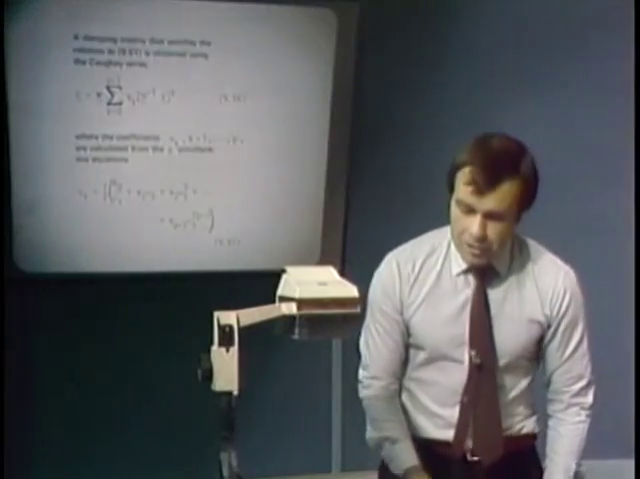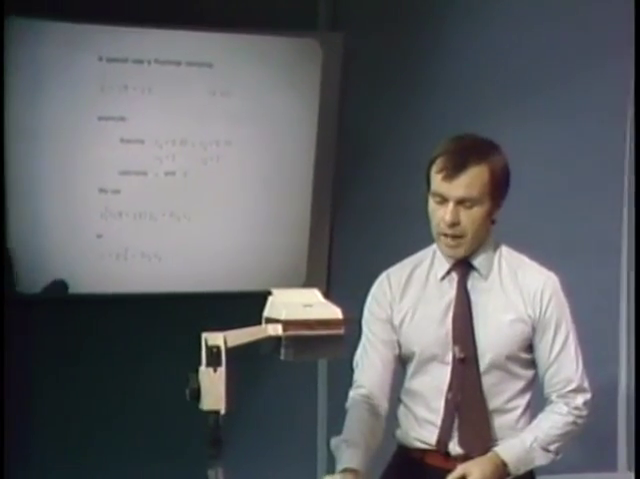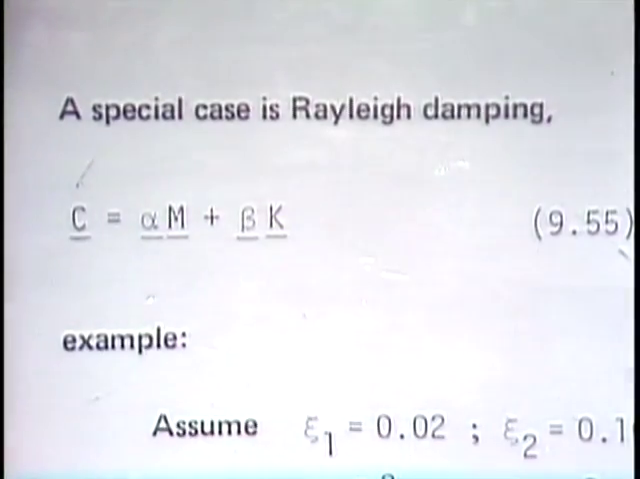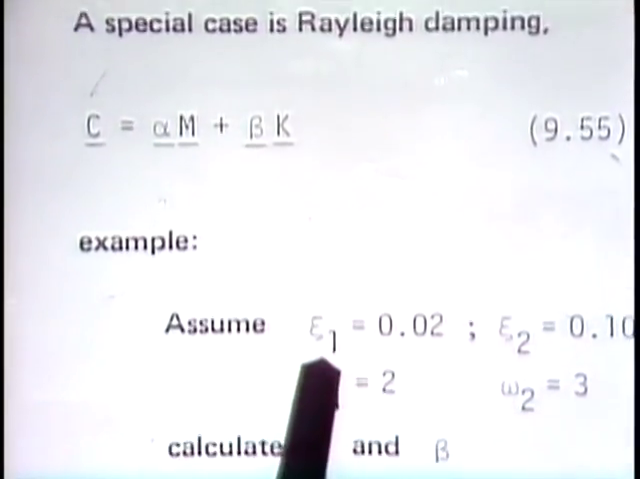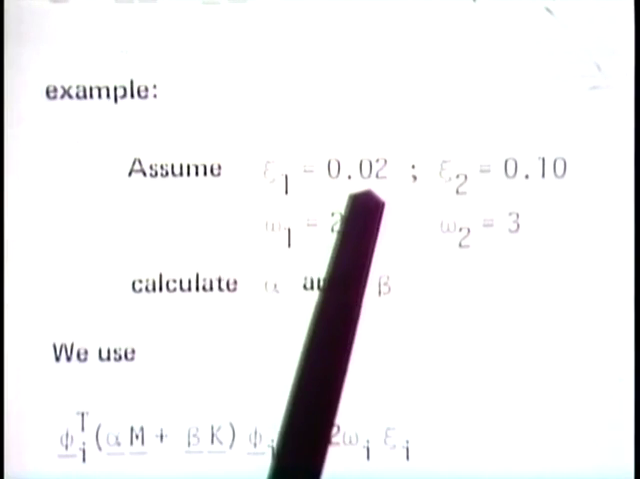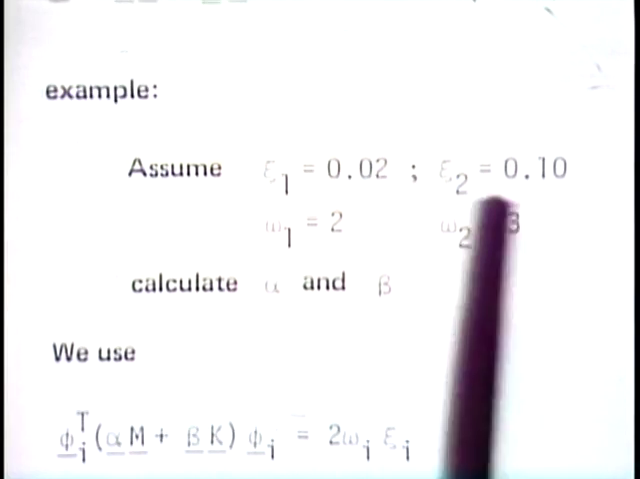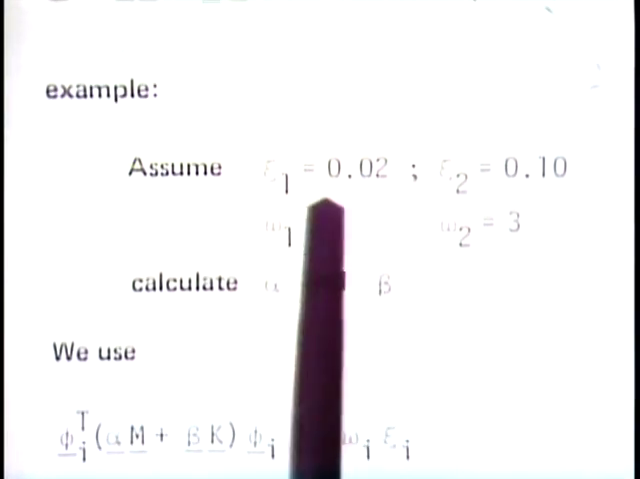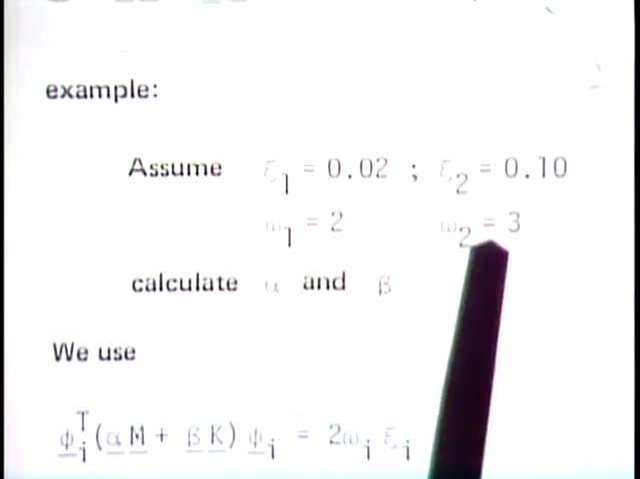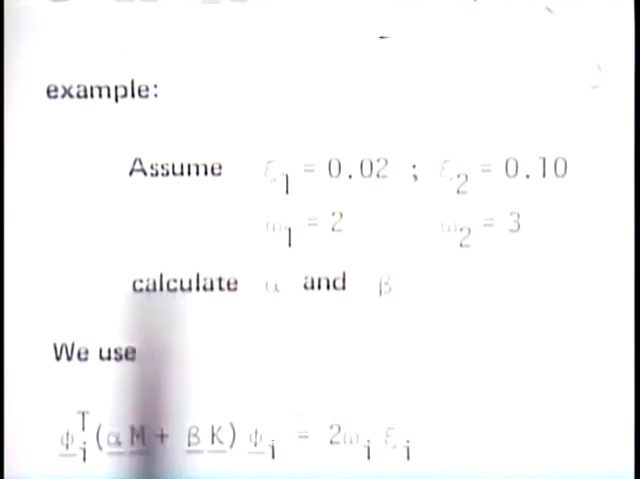A special case of this C matrix is Rayleigh damping, used abundantly in practice, where we just include the first two terms, alpha and beta being constants now. Let us go through a particular example. Let's say that we know that the critical damping psi1 is 0.02 and psi2 is 0.10. In other words, 10% critical damping in the second mode and 2% critical damping in the first mode. The corresponding frequencies are 1 and 3. We want to calculate alpha and beta.